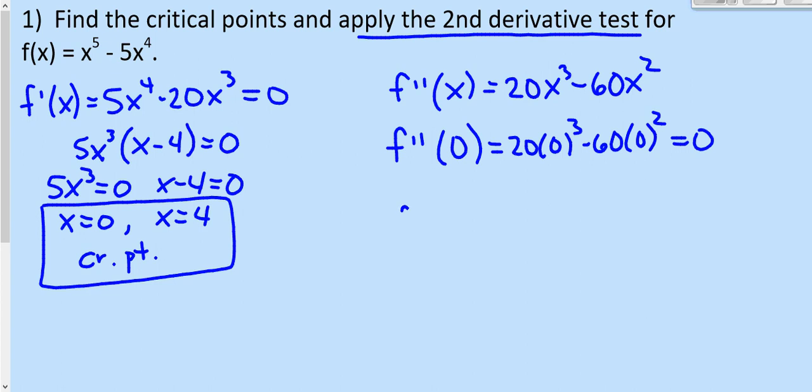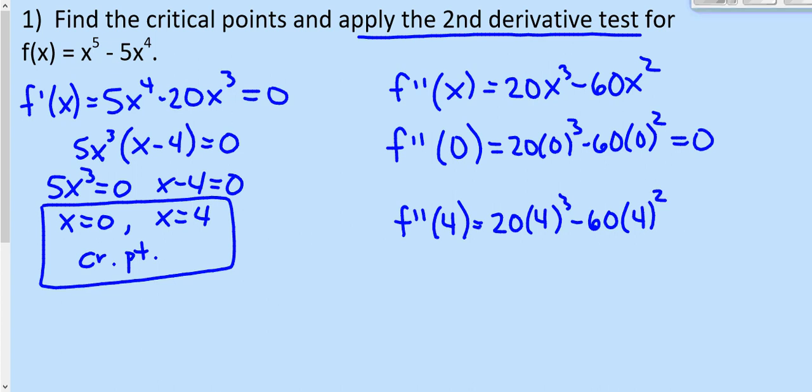Let's do f double prime of 4. F double prime of 4 would be 20 times 4 cubed minus 60 times 4 squared. And for that, I get 320, and 320 is greater than 0. So that means the second derivative is positive at 4. That means the graph is concave up at 4. That means at 4, we have a local minimum.